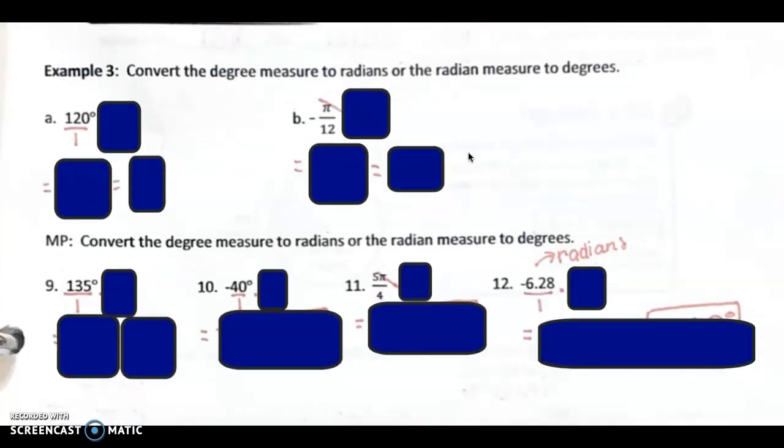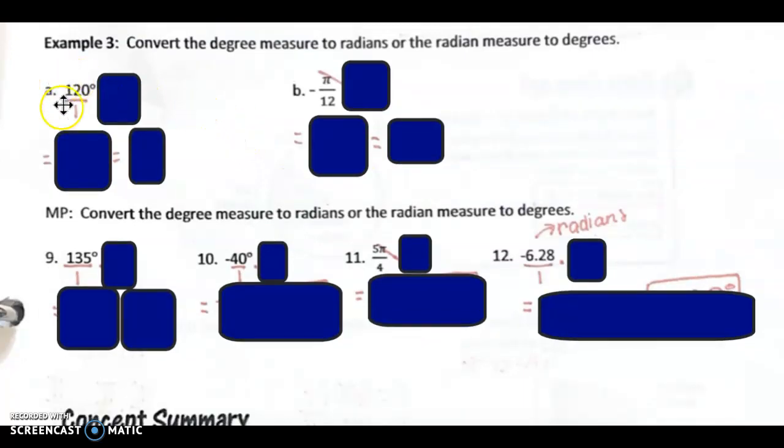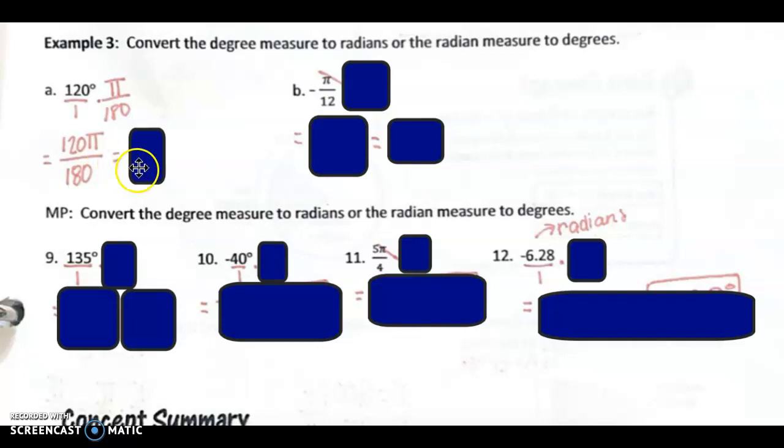So example 3, we convert the degree measure to radians or radians to degrees. Part A, we start out at 120 degrees. So degrees should not have pi in the number at all. So that means for radians, we want to have pi in our answer. So in order to do that, we'll multiply by pi over 180. And we just multiply straight across. So we have 120 pi over 180, and you just have to reduce your fraction. So 120 over 180 reduces to 2 over 3, so you'll have 2 pi over 3.